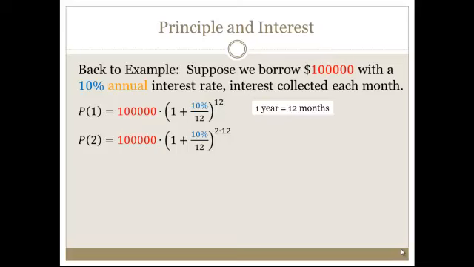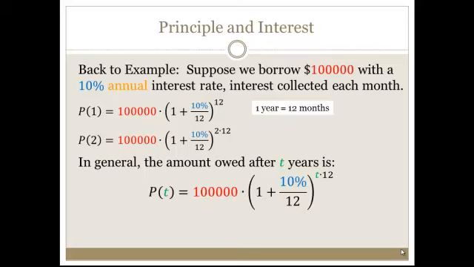Let's use what we found about P of 1 and P of 2 to figure out what's happening in general. How much do we owe after t years? P of t equals 100,000 times 1 plus 10% over 12 to the t times 12. Notice that since t is in years, t times 12 is the number of months.